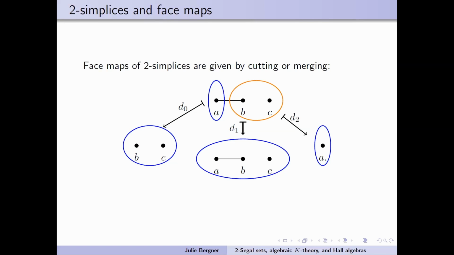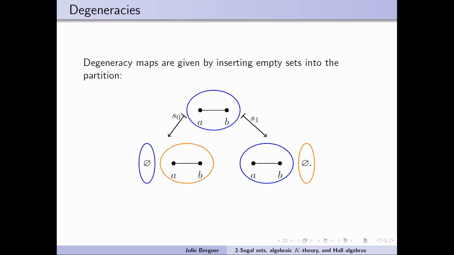D2 is the opposite thing. Orange is the second set, so we throw that out, and we're just left with what's in the first set. And then D1 is a merge. You take both sets, take their union, and you see in this case we keep the edge. And then degeneracy maps are given by just inserting.